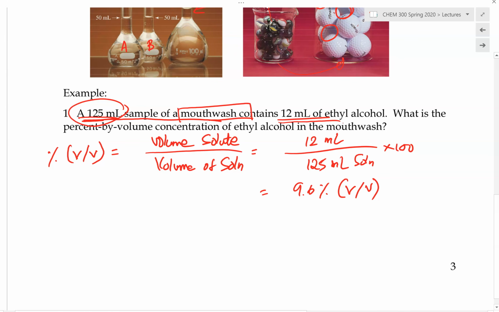Does that allow us to figure out how much volume would then be water? And the answer is no. We do not know how much water is in it. So please do not take 125 minus 12, and whatever that answer equals becomes the volume of water. The answer would not be correct, because when we take the ethyl alcohol and the water and we combine it together, it will not add up to the volume of the solution right here. So please be aware of it. So in this case, we do not know the volume of the solvent, or water, in this example.